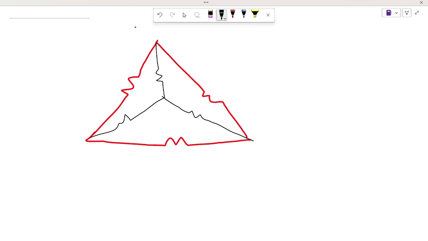Okay, so we have our star in the black color and the delta in the red. So first of all, we are going to look at converting from delta to star.